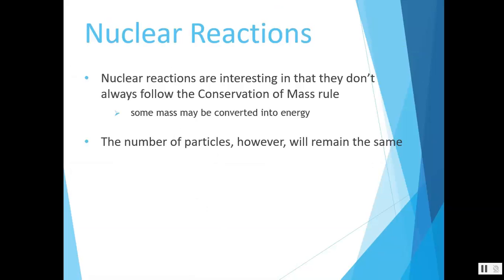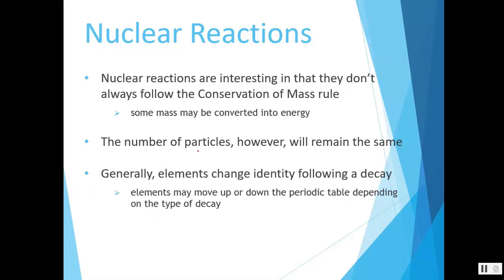So nuclear reactions are different than the type of reactions we've been looking at because they don't follow the conservation of mass. We see that some of the mass in our reactants gets converted to energy. And that energy, like the video showed, can be used to heat up water and then generate electricity. What's balanced, though, is the number of particles that we observe. So the number of subatomic particles on our reactant side must equal the sum of the subatomic particles on the product side.